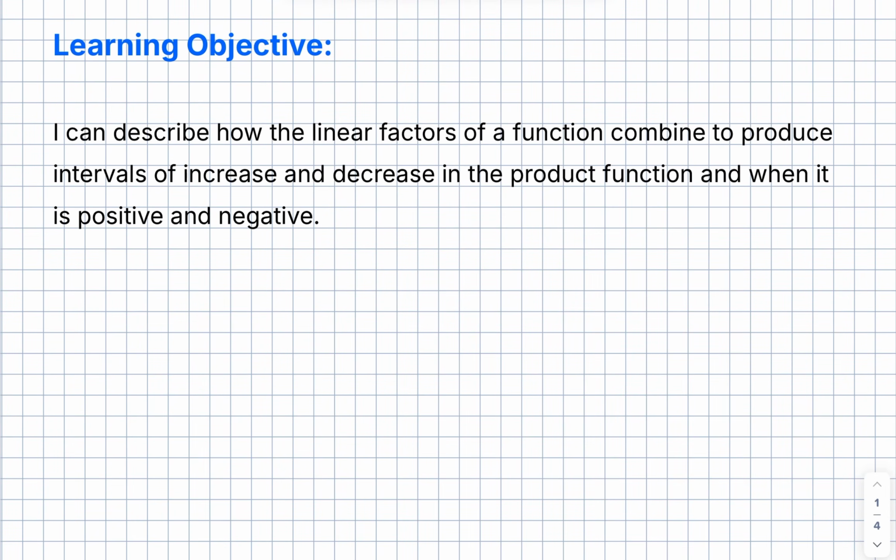All right, class, in this lesson, you're going to learn to describe how linear factors of a function combine to produce intervals of increase and decrease in the product function and when it is positive and negative. Okay, so let's go ahead and get started with example number 1.